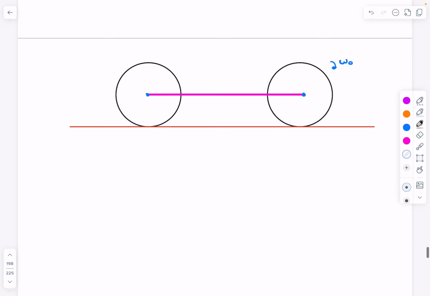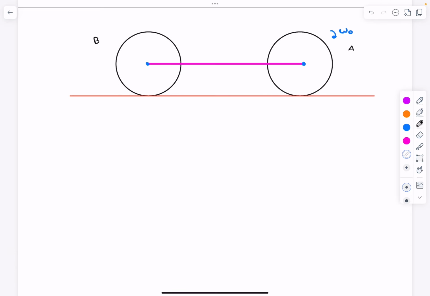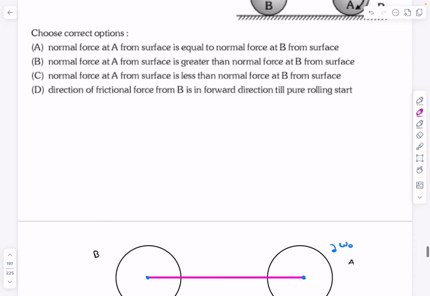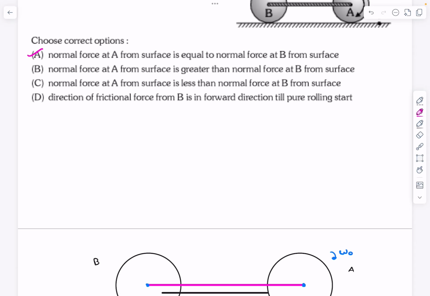To comment on the normal forces, it is quite straightforward. The only forces in the vertical direction on both A and B are the normal and the weight, and the rod will just apply a tensile force in the horizontal direction. So NA and NB are both equal to just mg, so they are equal to each other, so option A will be correct. Okay, so B and C would be wrong.